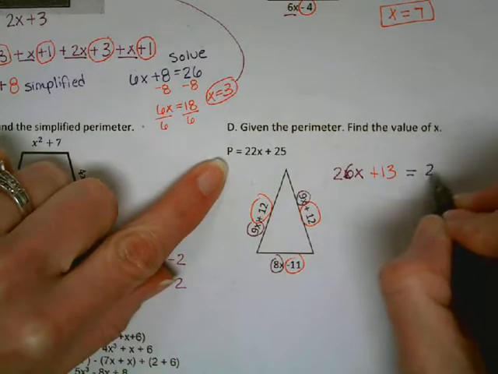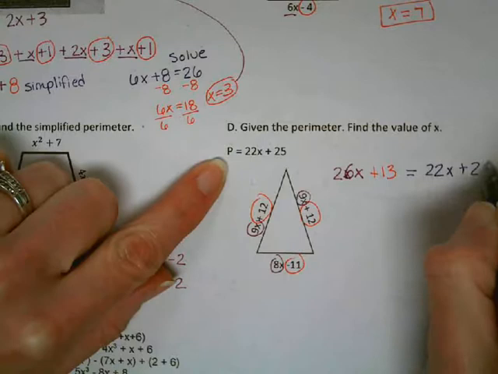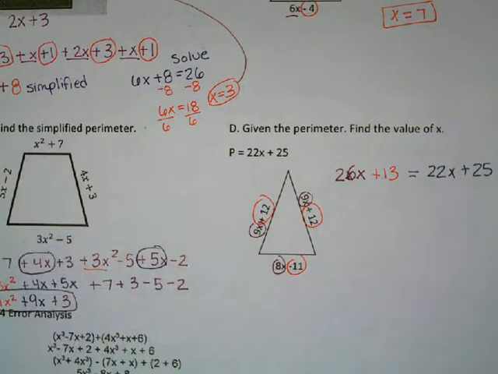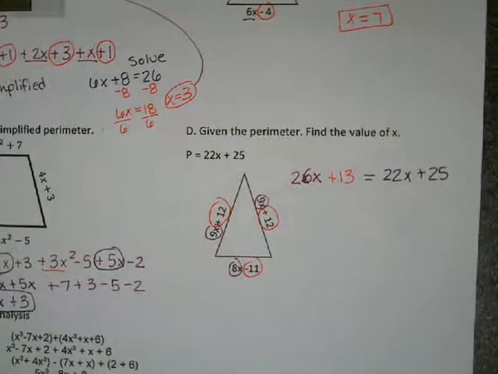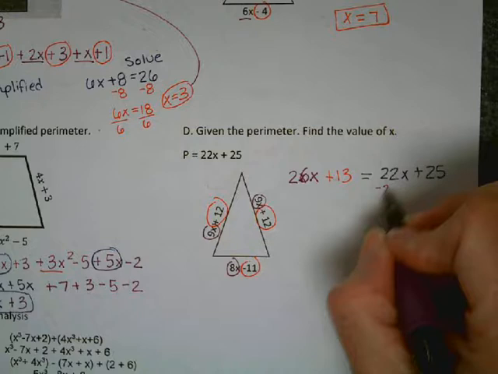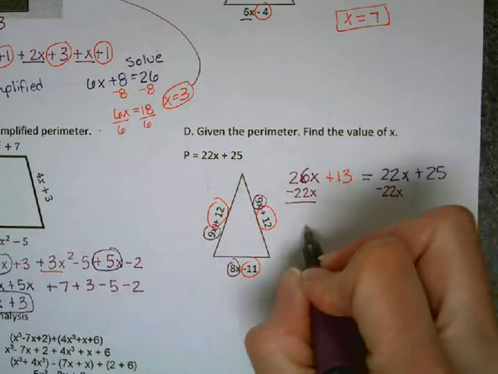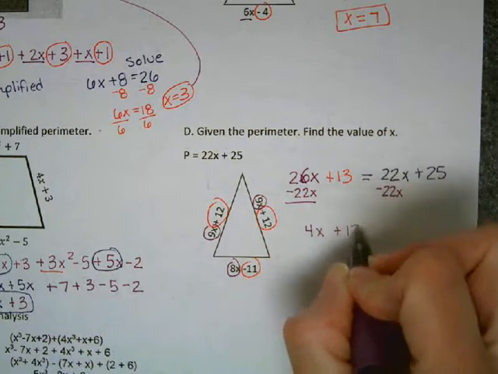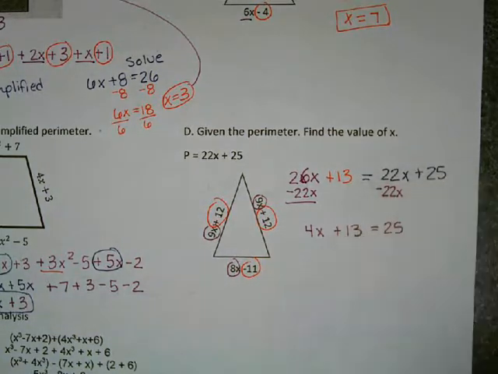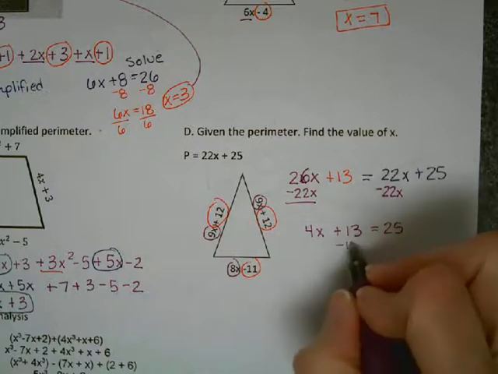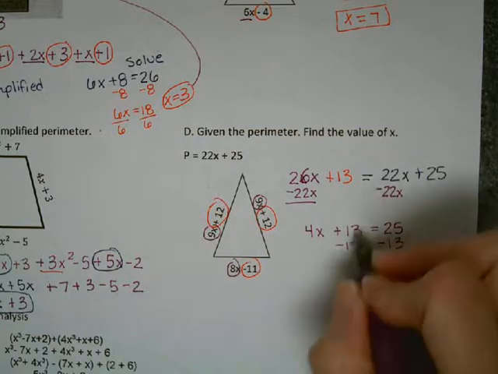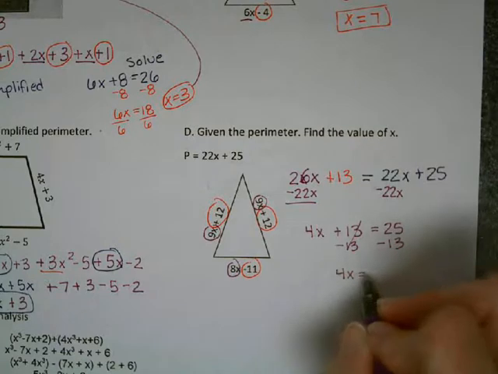Could we use that to solve then? To solve or find the value of x. This is when you have variables on both sides of an equation. You want to subtract your variables to one side. So you get 4x plus 13 equals 25. Now this becomes just our regular two-step equation. We want to minus 13 away from the x's. And then the last step is division.